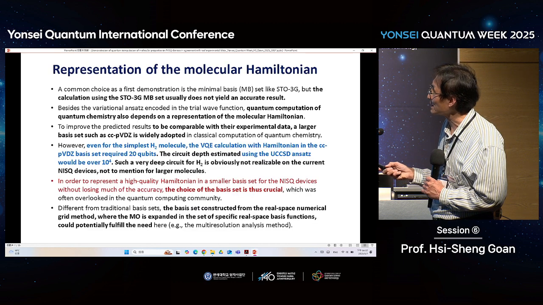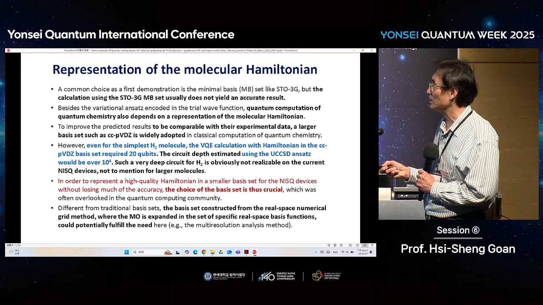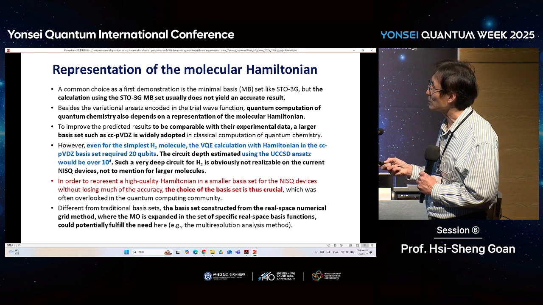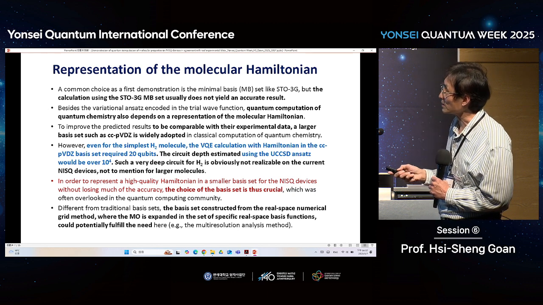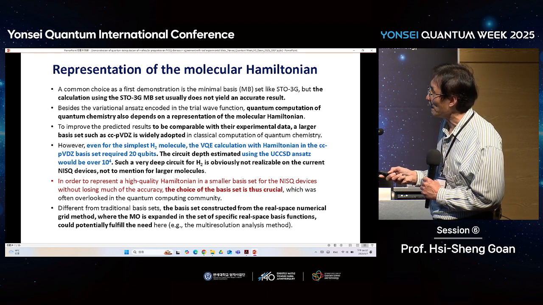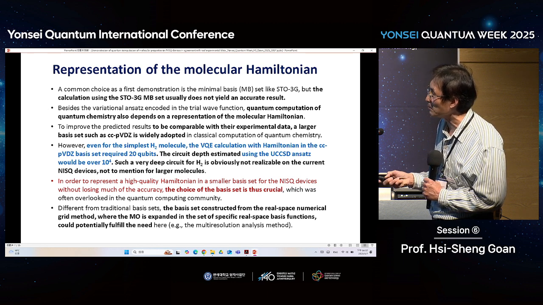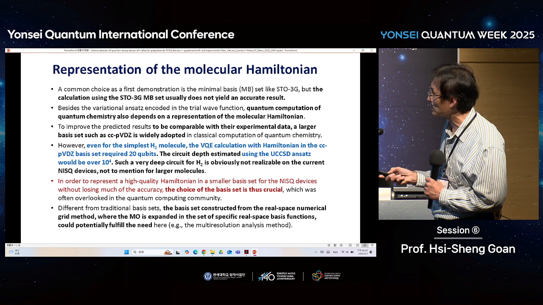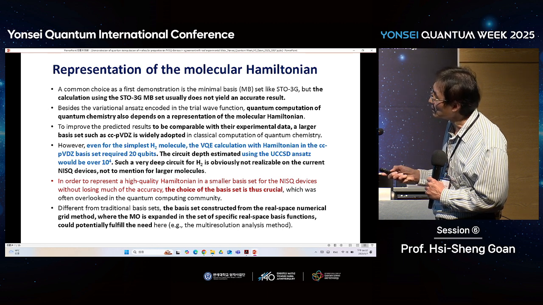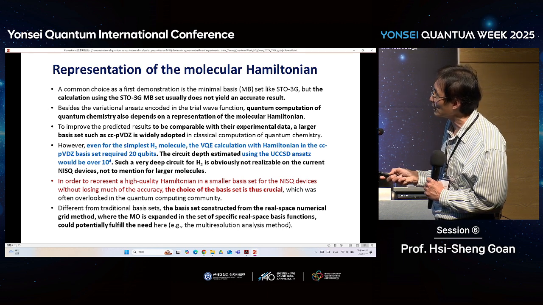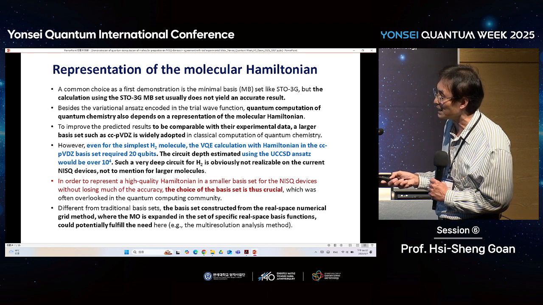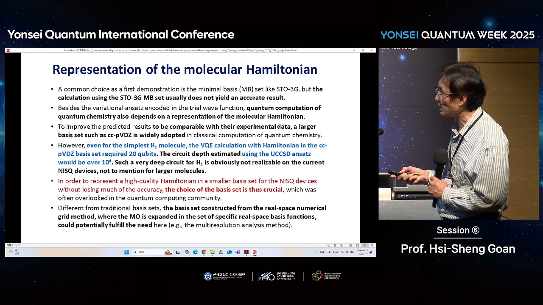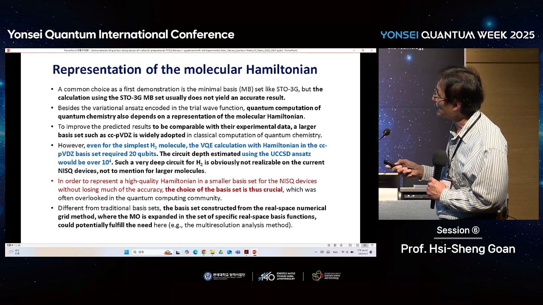But the problem is, the STO-3G, a minimal basis set, usually does not yield accurate results compared to experimental data. So to be comparable with the experimental data, a larger basis set must be used. For example, in the traditional computational chemistry community, if you want a result comparable to experimental data, you usually need to use larger bases, so-called cc-pVDZ bases, which is much larger than STO-3G.